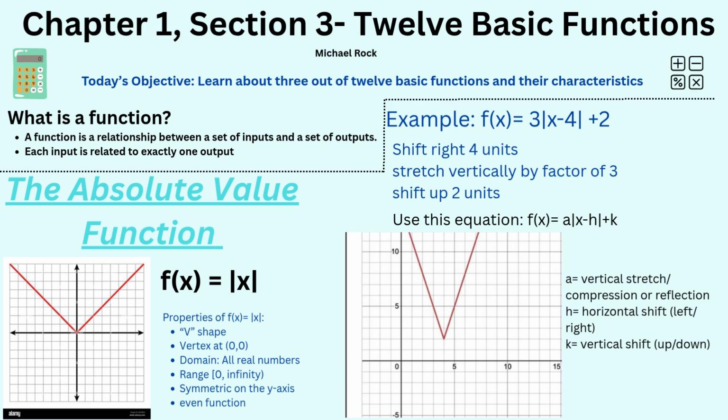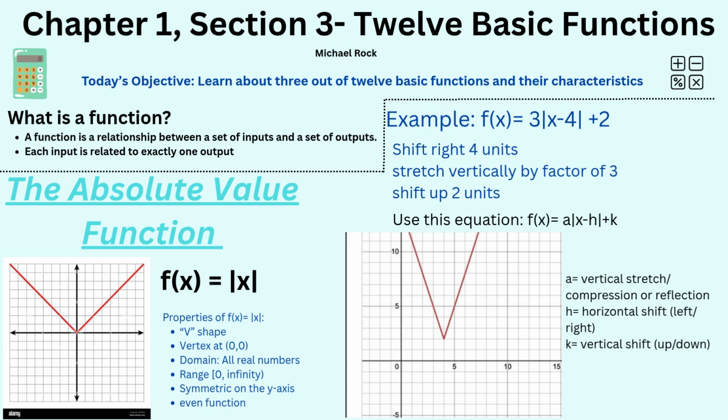In the bottom left corner, you can see an example of the absolute value function, and some of the properties of it are it has a V shape, the vertex is at the origin, aka 0, 0. The domain is all real numbers, the range is 0 to infinity. It's symmetric on the y-axis, but not on the x-axis, and it is an even function.